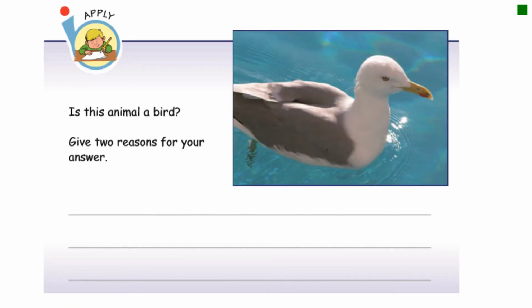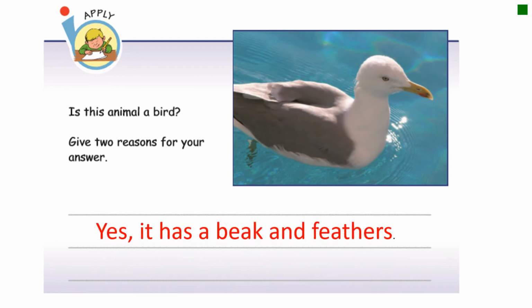Now, is this animal a bird? As we said before, all birds have a beak and their body is covered with feathers. So we see this duck, it has a beak and its body is covered with feathers. So this is a bird. We can write, yes, it has a beak and feathers.